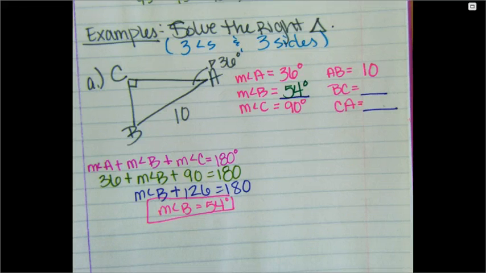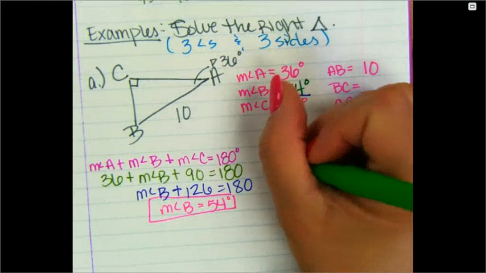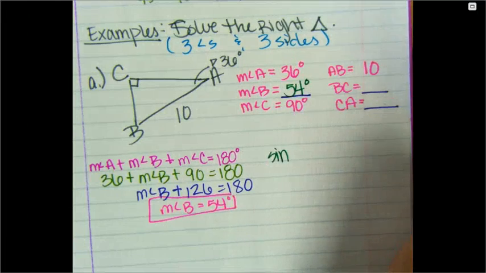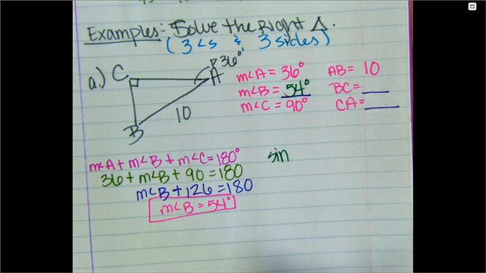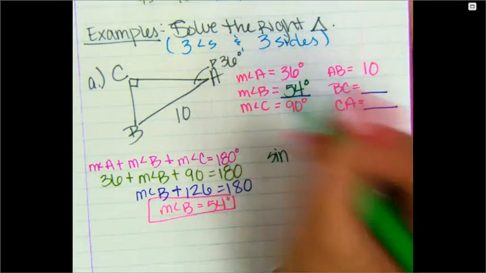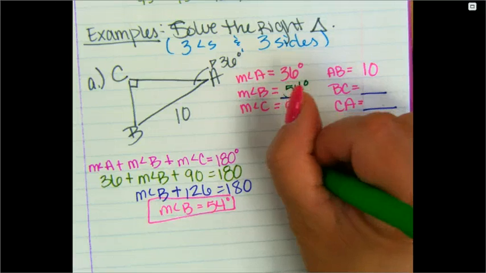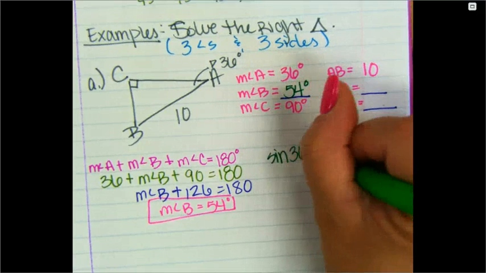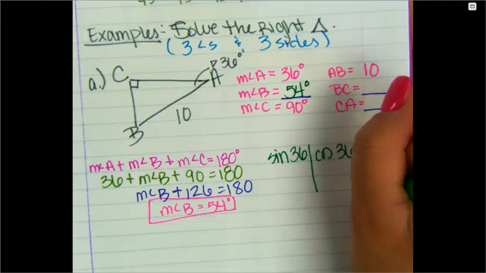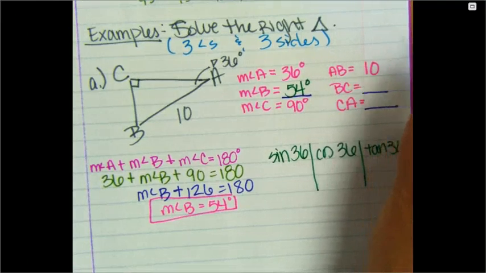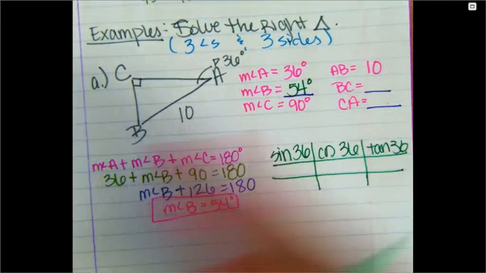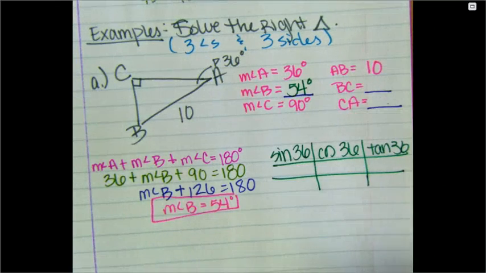How are we checking? How are we going to find it? Sine, cosine, and tangent. Why sine, cosine, and tangent? Because you have 1 side and you have an angle, yes? Which one am I using? Angle A, good. So sine of what? 36. Cosine of 36. Tangent of 36. Fill in the chart.